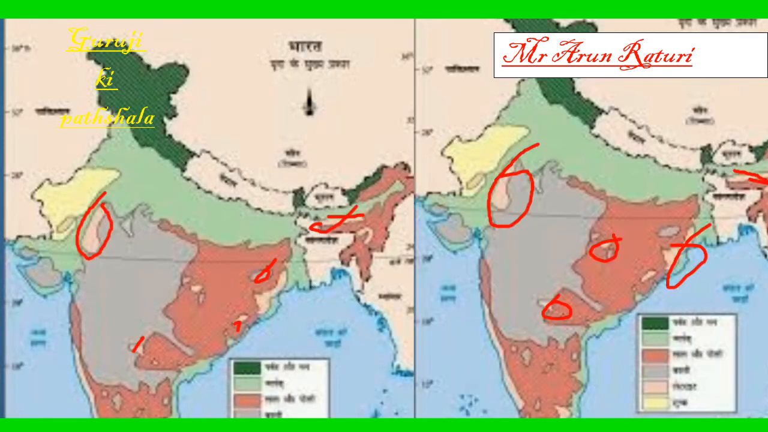Next soil is laterite soil. This soil we mainly find in Karnataka, Kerala, Tamil Nadu, Madhya Pradesh, and the hilly area of Odisha. They are also found in the hills of Assam and Meghalaya.